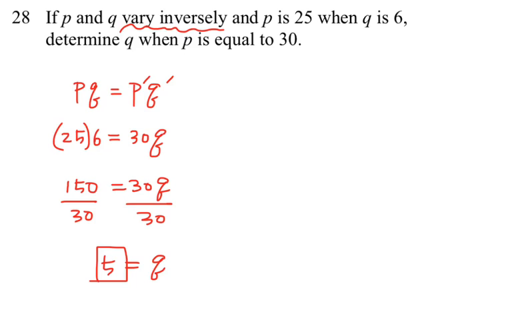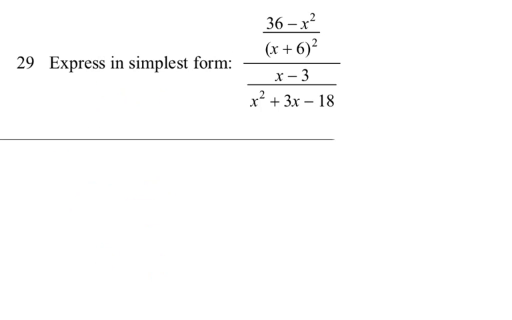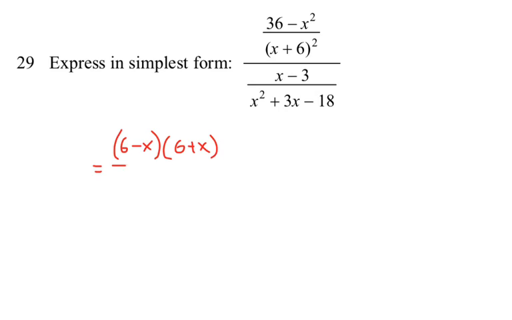Alright, let's look at the next question. Number 26. So when we have complex fractions such as this one, it will be beneficial for us to factor everything out and then see how we can simplify first. So I'm writing down the factored form here, 6 minus x and 6 plus x for the difference of squares on the top. And x plus 6, I'm just rewriting them 2 times.